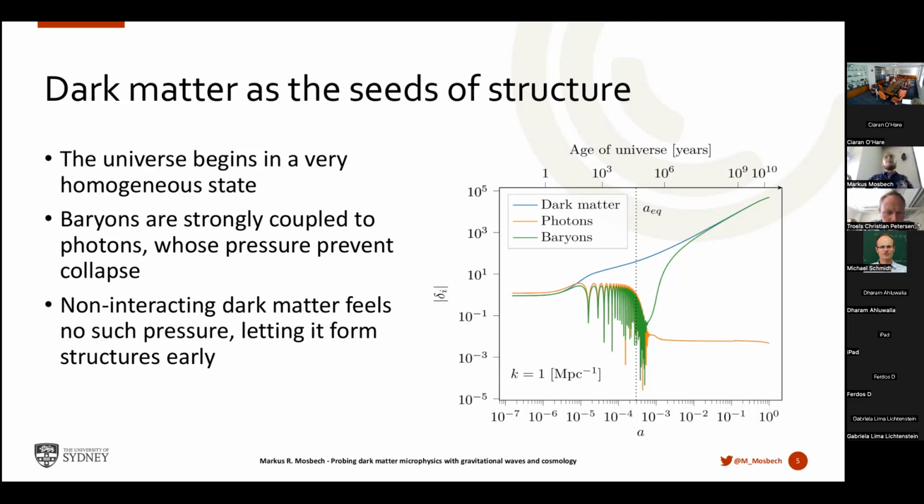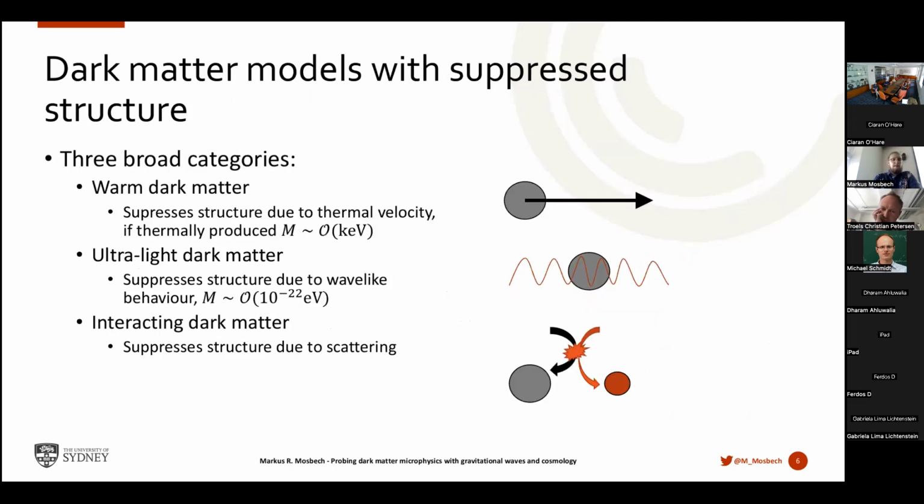That all changes if we let the dark matter interact. So if dark matter interacts with light particles, like photons or neutrinos in the universe, it starts looking a lot more like what the baryons are doing, delaying structure formation, suppressing structure. So there are different types of models with suppressed structure. These come about in different ways.